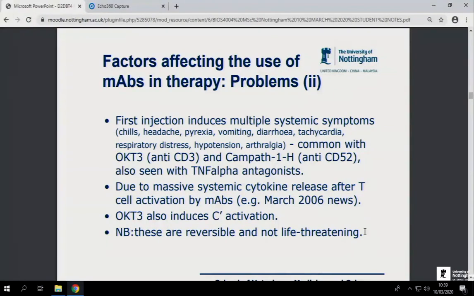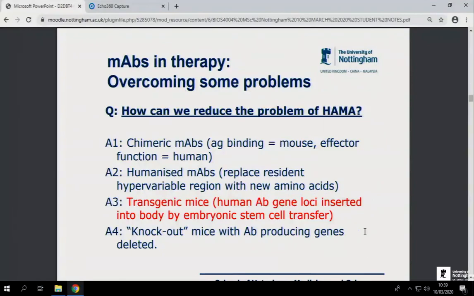The financial cost we don't care about. We're talking about the human cost to this. So the answer is, really, many of these therapies are not very nice at all, but the benefits are fantastic, and it's worthwhile doing. So there's lots of ways of overcoming the problems with having a foreign protein stuck into you.